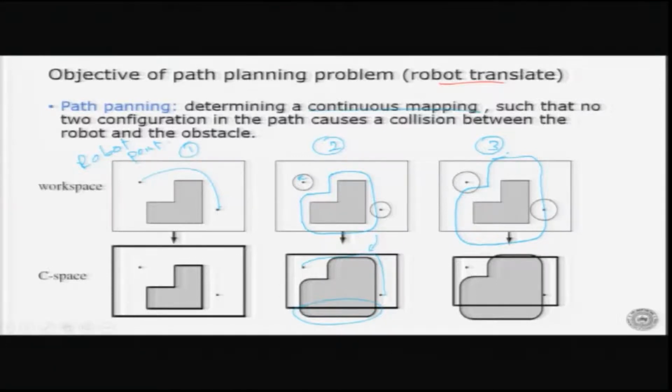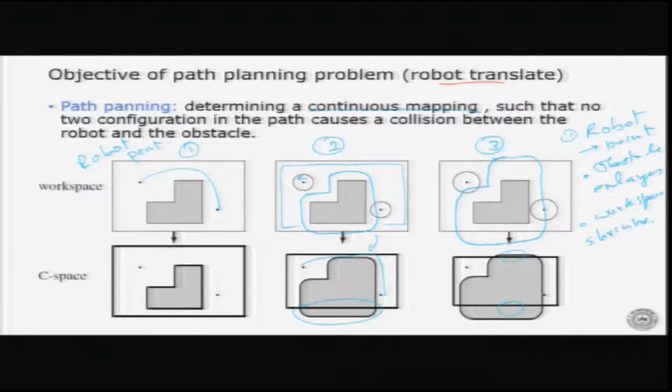Now, we see that the C space obstacle has actually covered this side also and this side also. Now, please note that as the obstacle has become bigger, the boundary has also shrunk. So, here the boundary has shrunk and it has become smaller. Please note that also. So, two things have happened. Number one, robot becomes a point, obstacle enlarges, and workspace shrinks.